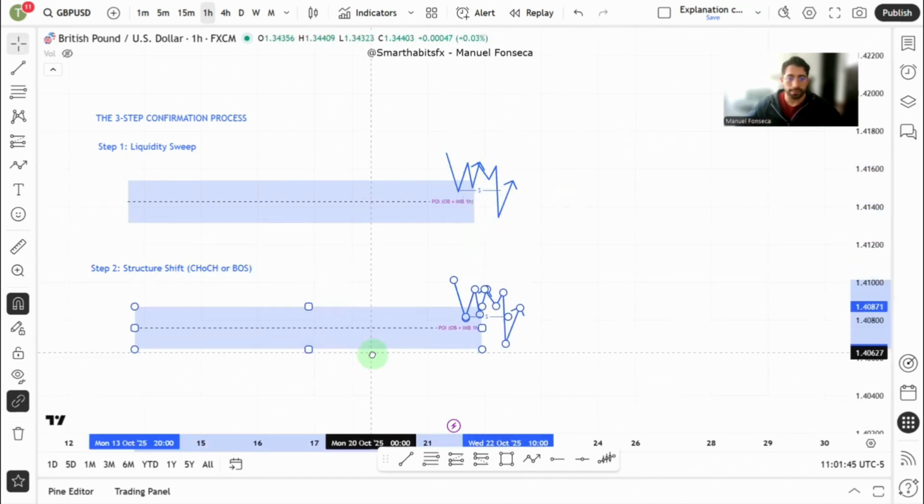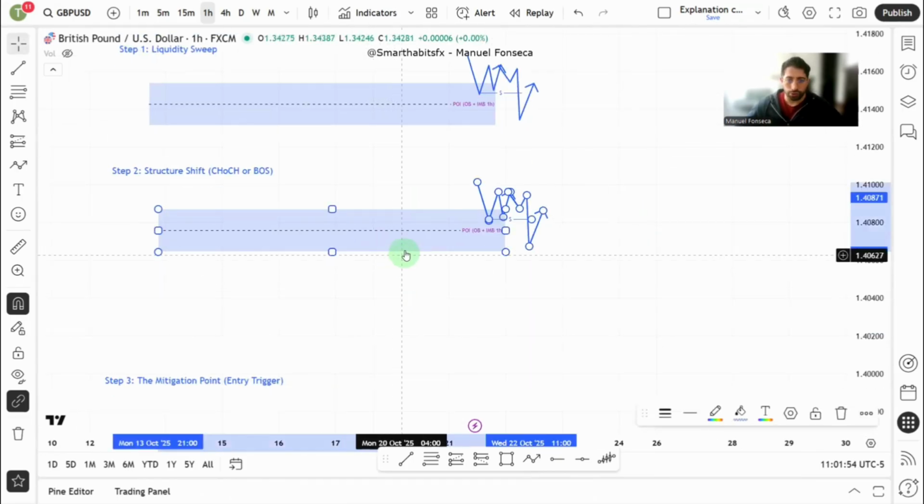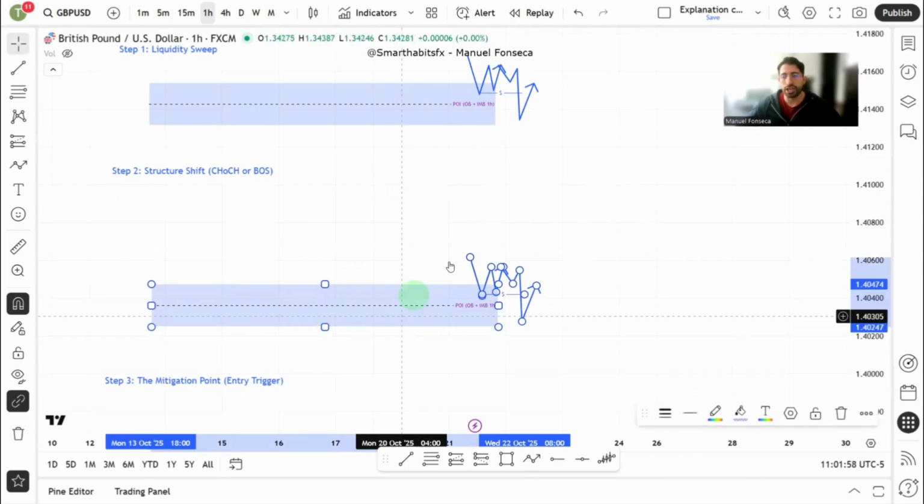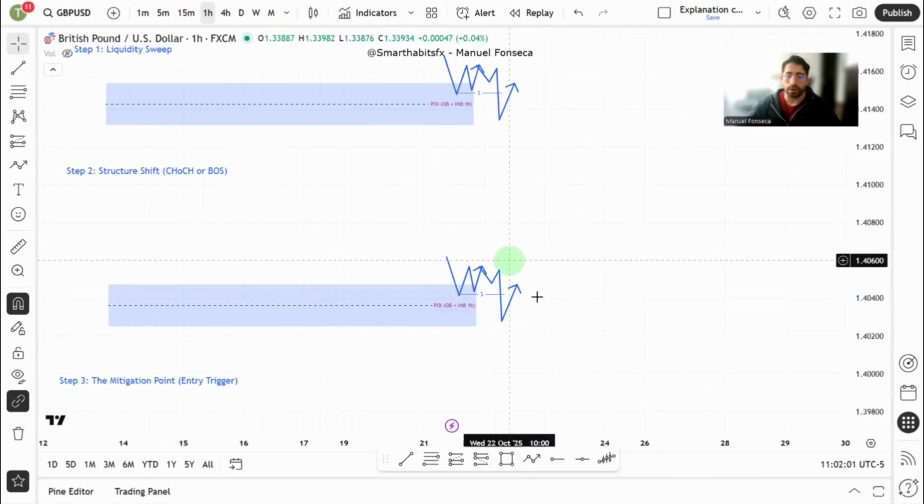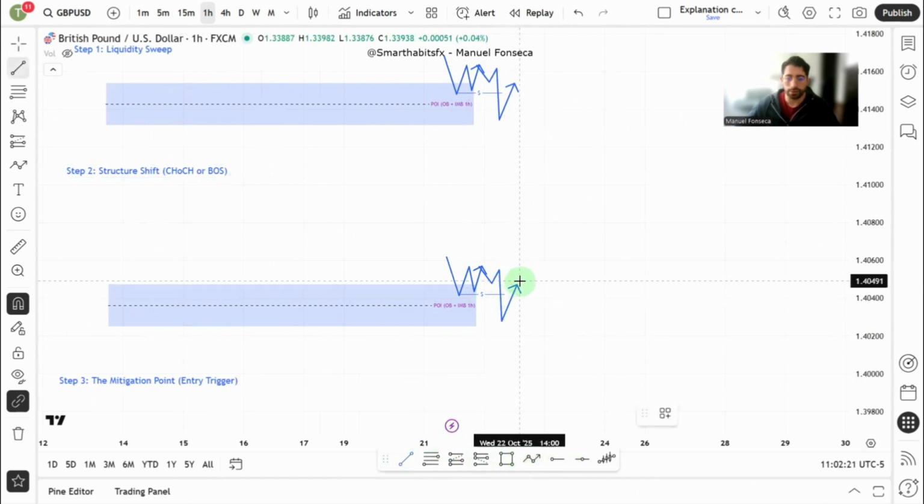Then comes step number 2, which is a structure shift, called break of structure or touch. Touch is called change of character, right? Now, if you follow other traders who do this smart money concept strategy like me, some of them explain that in the confirmation area you can wait for a touch or change of character that is mostly made by a candle wick. So you can execute an order here, for example, if the price just makes a candle wick. That's it.